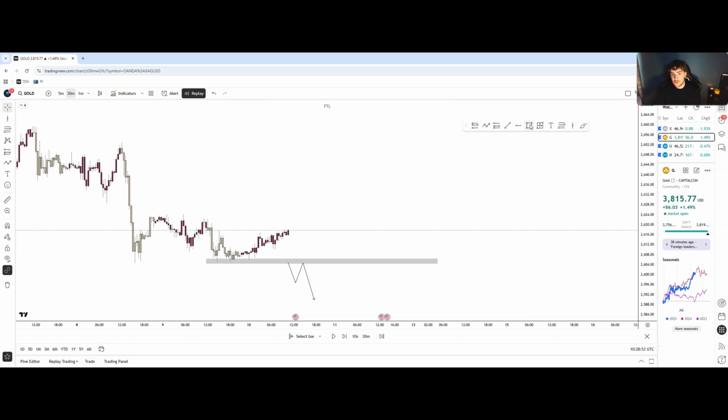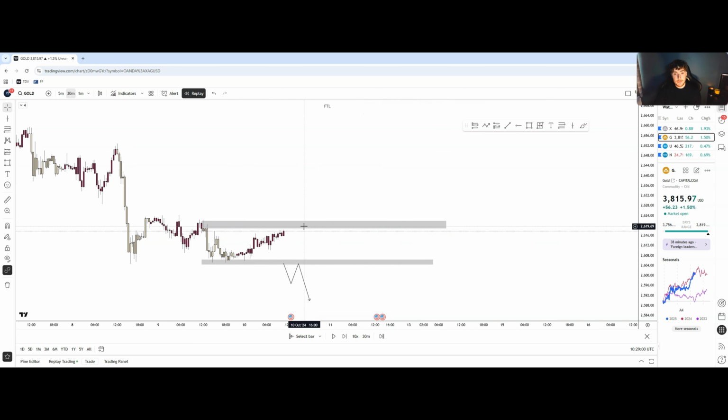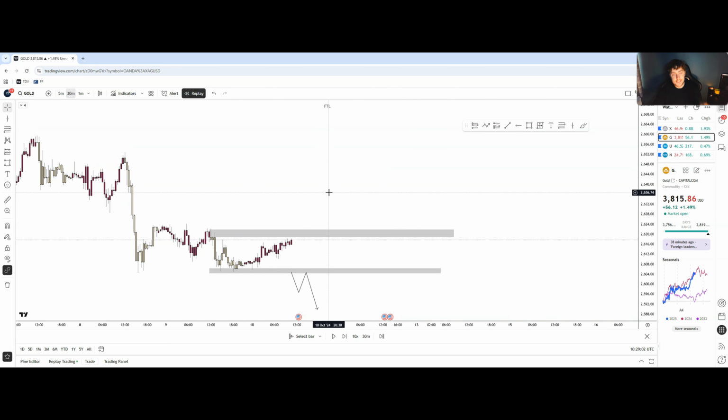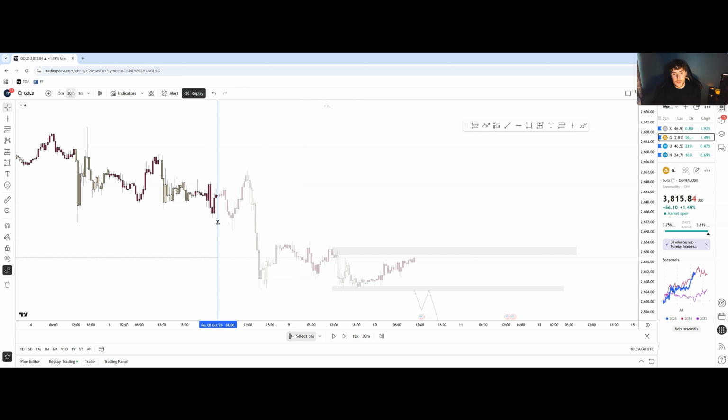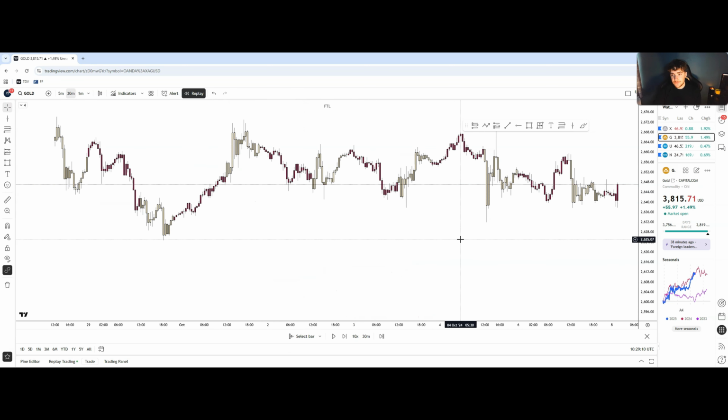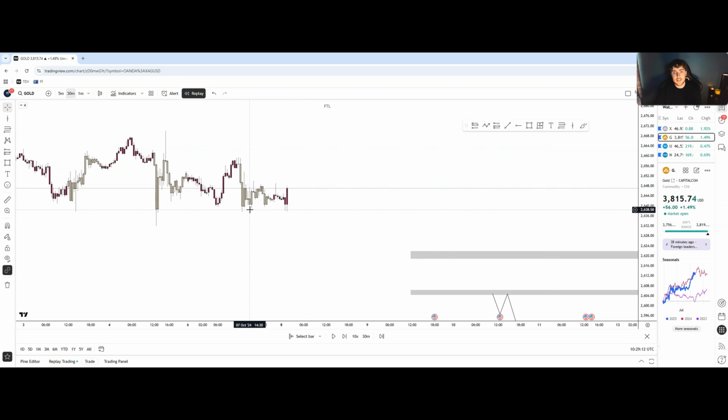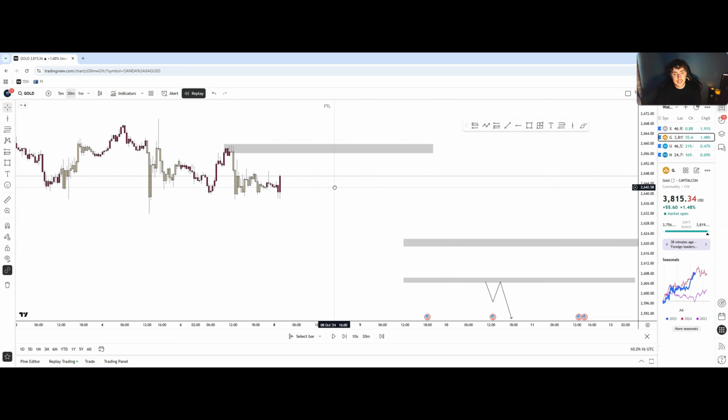If we break the structure to the upside, for example, from this US session zone here, then we can potentially see some buys. And it is as simple as that. Please do not start making it complicated. For example, let's go to this zone right here. Let's say, okay, we're looking at this, what do we see? Well, we can clearly see if we get a clear break above, we're going to take it higher.